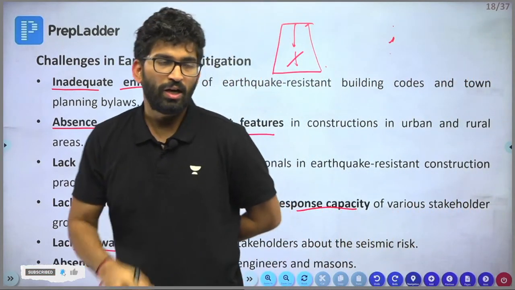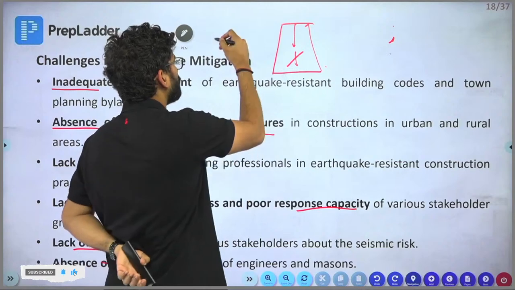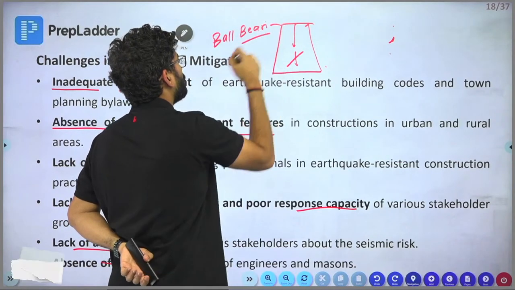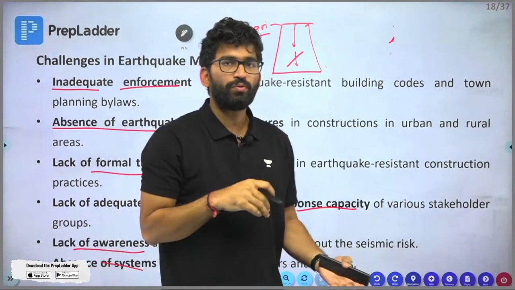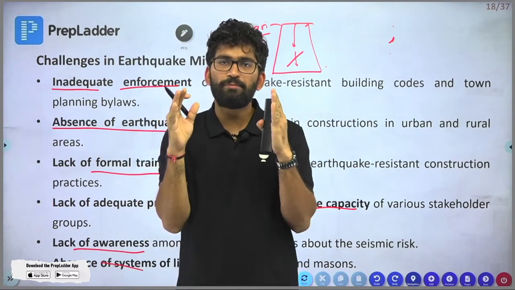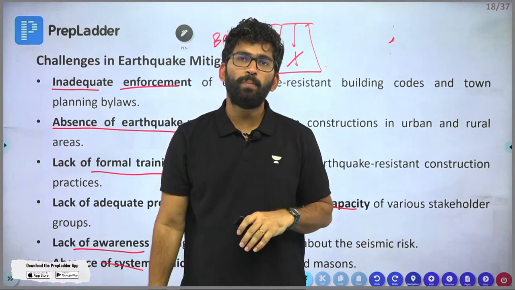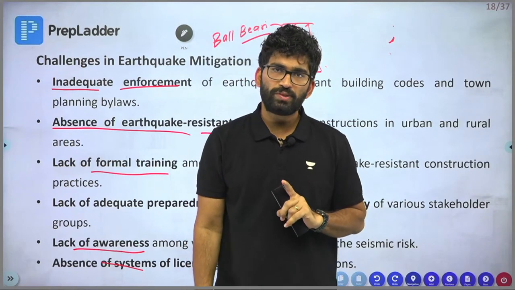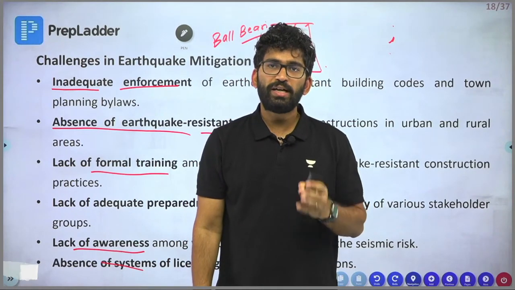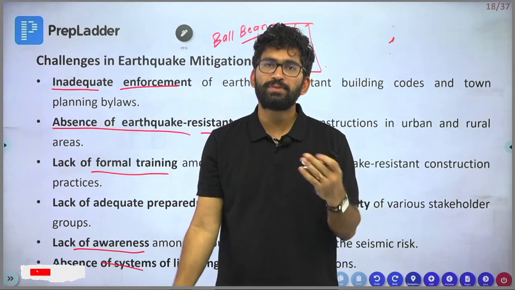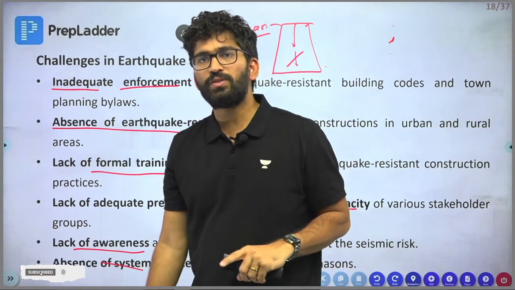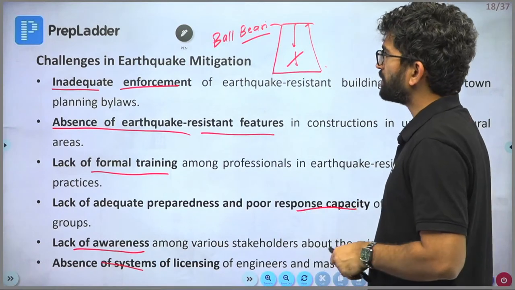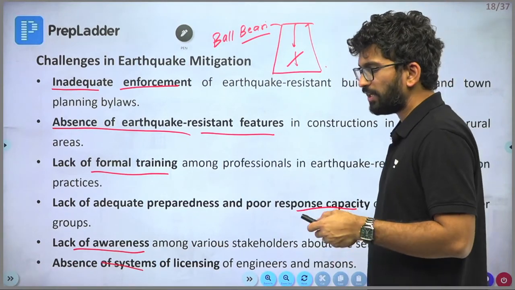Along with that, the ball bearing method is also suggested, guys. Ball bearing method. So what do you understand? Whenever an earthquake comes, it is said that if the buildings have a ball bearing structure, they would be able to wobble a little bit. So they will be able to absorb the shock waves created by the earthquake. So it's better than the building collapsing completely, right? So the ball bearing structure is one of the technologies which can be introduced. So these are some of the solutions which can be suggested for protecting a given region from the earthquake.